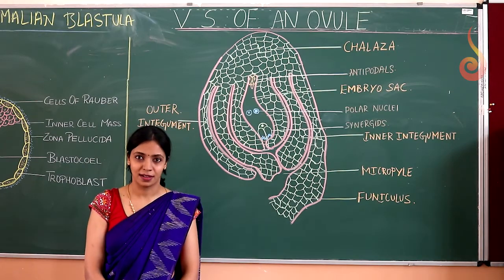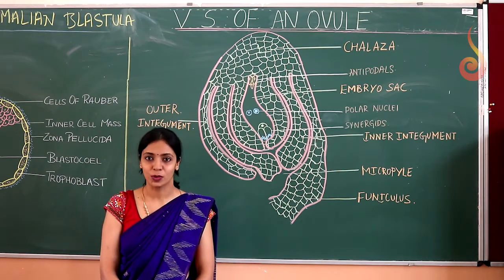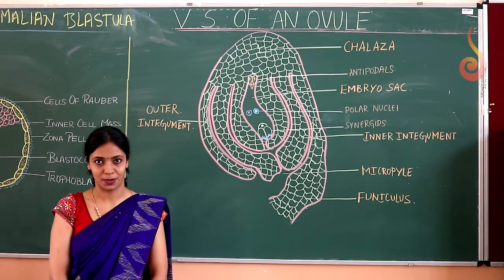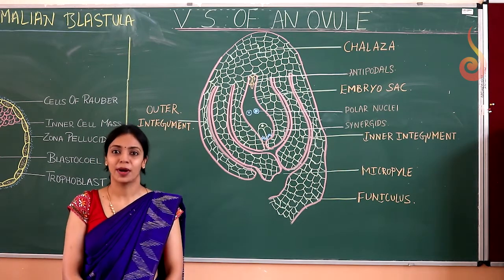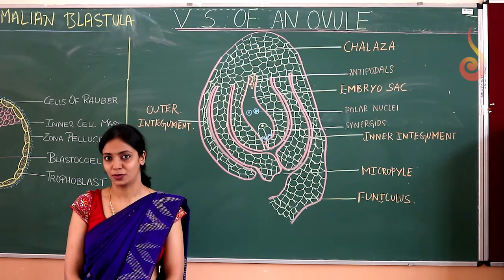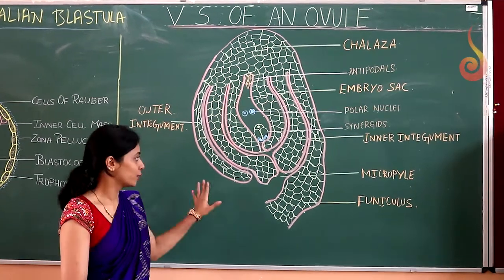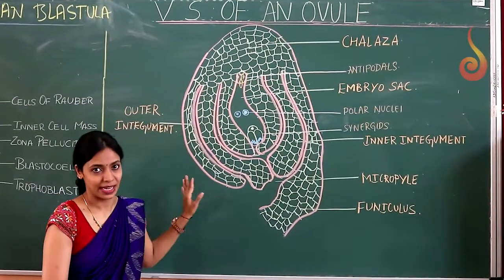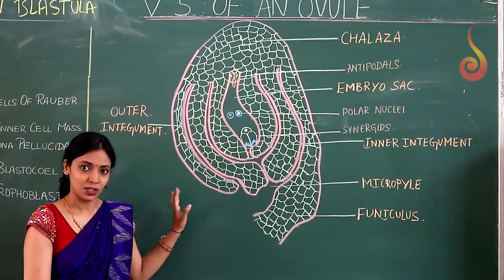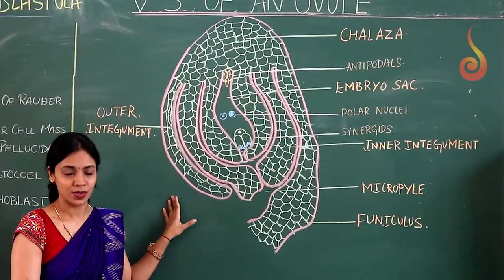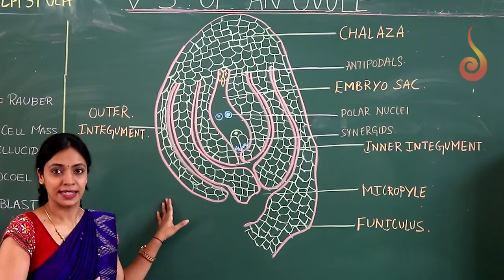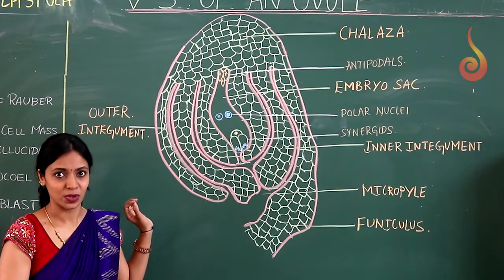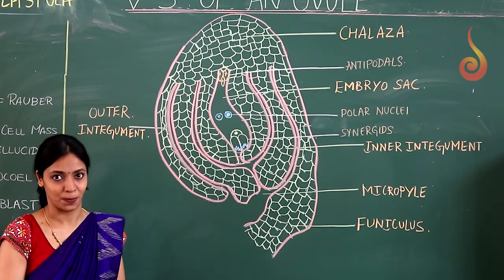Now, let us learn about the vertical section of an ovule. An ovule is also called the megasporangium. This is a part of the female reproductive part of a flower. Ovule is specifically present inside the ovaries. The function of the ovule is to produce megaspores. Since this produces megaspores, it is also known as the megasporangium.